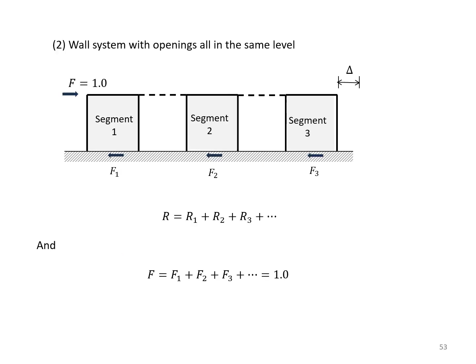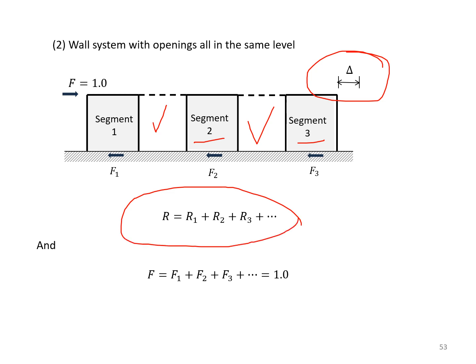Here, all of the openings are at the same level. Opening here, opening there. So segment 1, segment 2, segment 3, all at the same level. Same delta. And then you can show that in this case, we simply have R as a summation of all the R's. And again, similar to that brace frame I showed you. Okay?